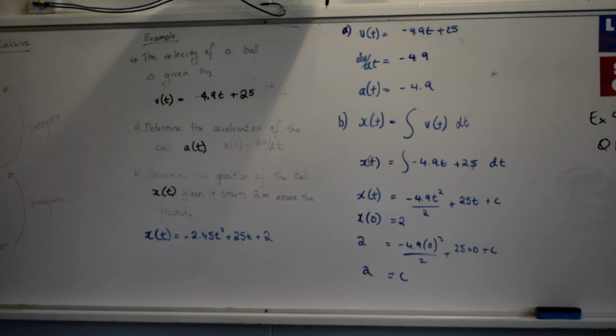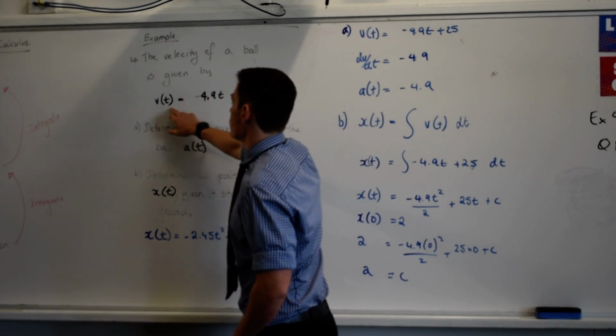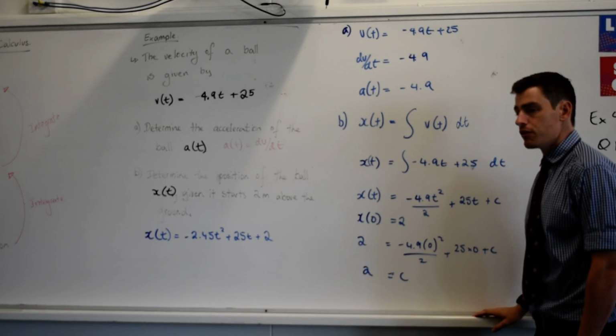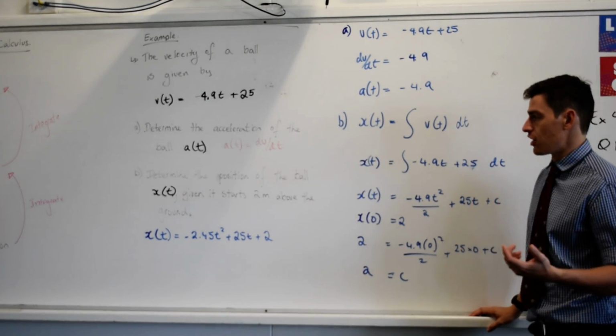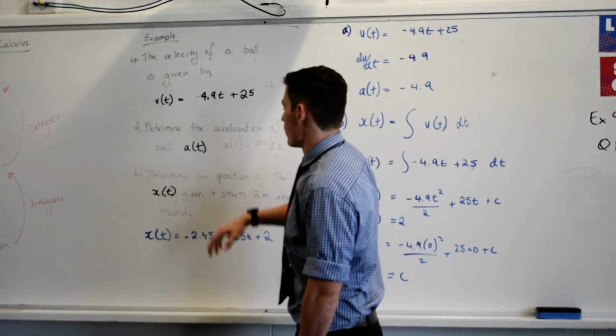Alright, so we're going to talk about this example here. We've got the velocity function of a ball given by v(t) = -4.9t + 25. The reason I've chosen velocity is because it allows us to go both up and down the ladder. So the first one, we need to determine the acceleration of the ball.